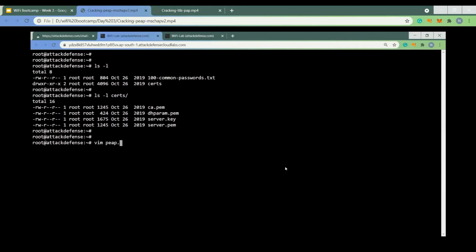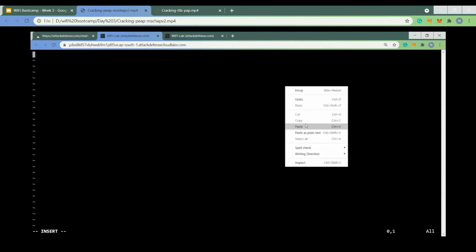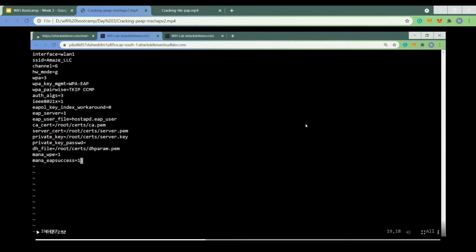Now we are going to generate the configuration file. We are naming it peep.conf. We are directly pasting the configuration here. Our configuration is going to use WLAN 1. This is the hostapd configuration, but it is a little bit modified. It has extra parameters because we are going to use this configuration for hostapd-MANA, which they have created as an additional version of hostapd, which has more capabilities for us attackers.